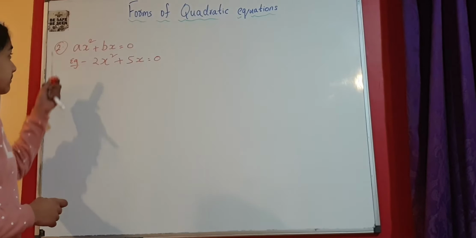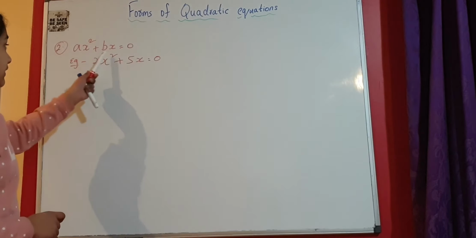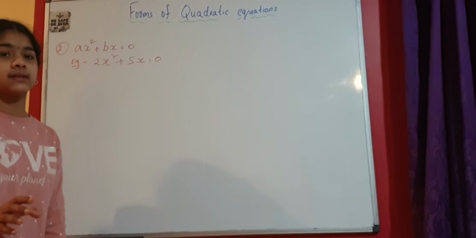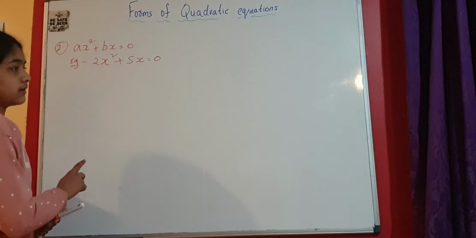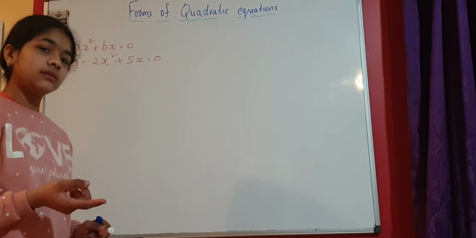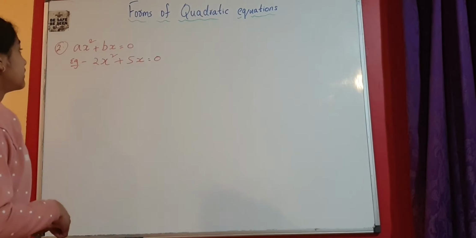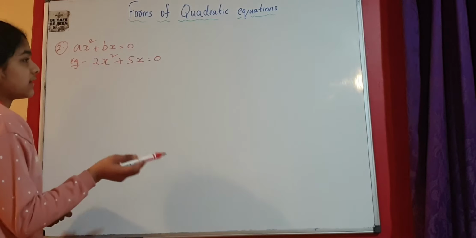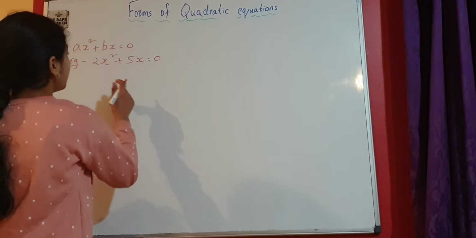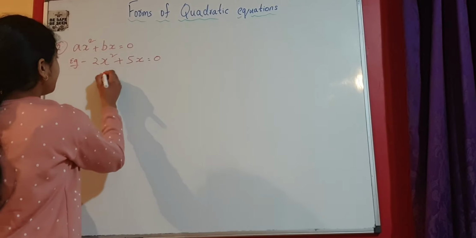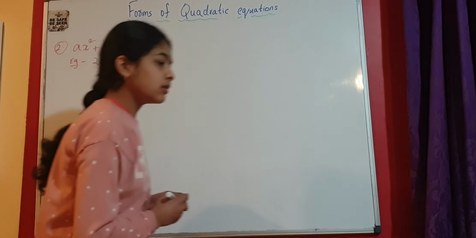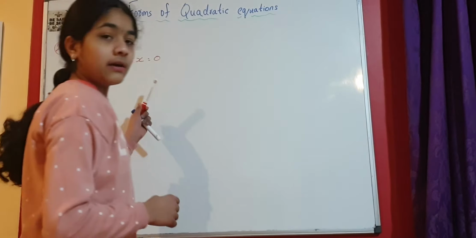So for the first form of quadratic equation, which is ax square plus bx plus c is equal to 0, we have two methods to do it. We can either use the factorization method or the completing the square method. In this case, we can't use either of the methods. We have to factorize it. So we have to take factors here.